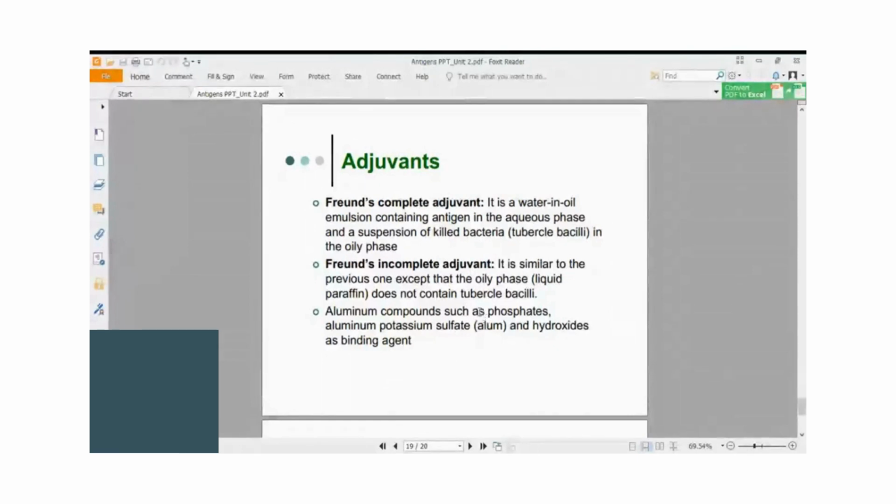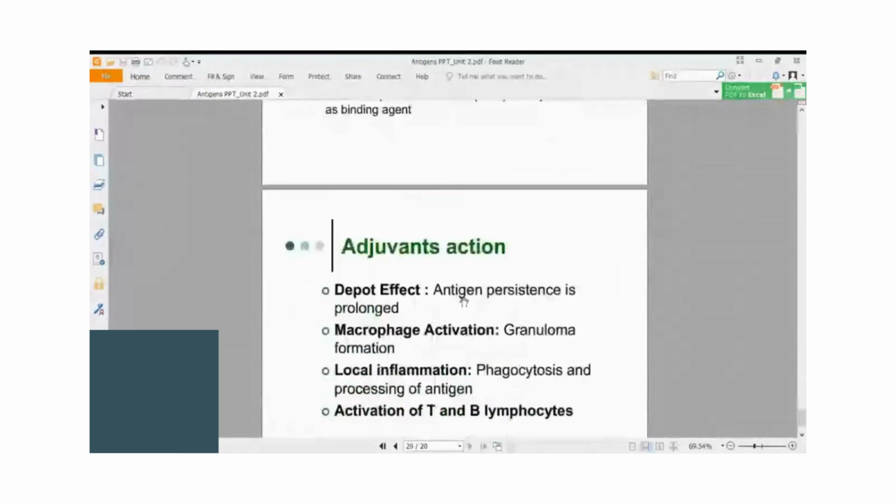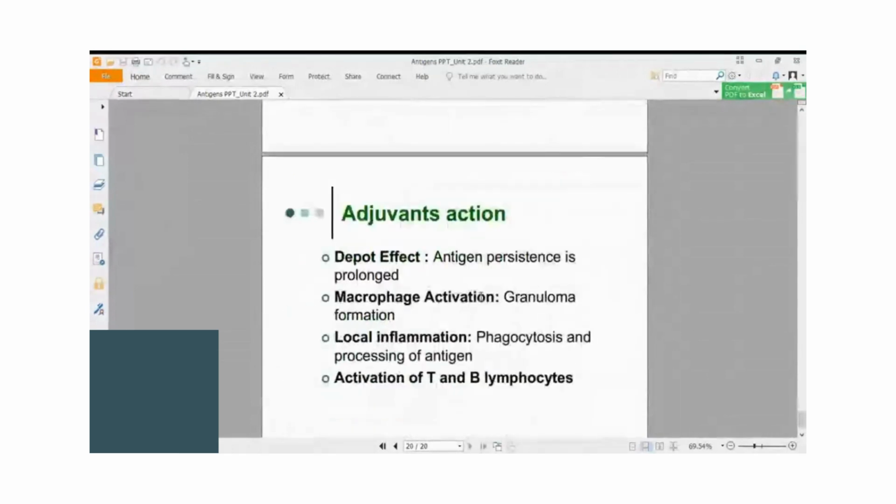And what are the properties of the adjuvant? How does it facilitate the boosting of immune response? The first effect is called the depot effect. It acts like a depot. Depot means a storage region. Now, what is this storage region? Wherever you are injected, that site becomes highly inflammatory.